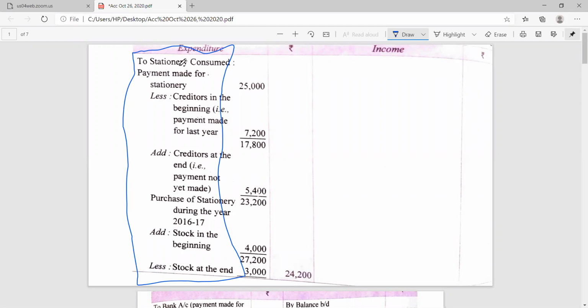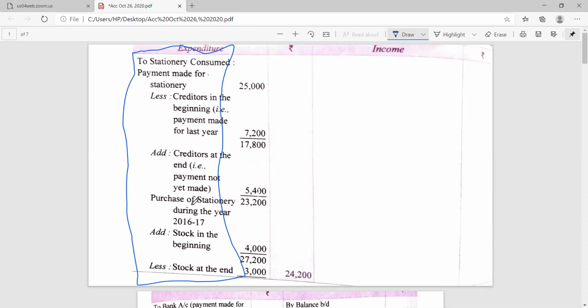How is it calculated? Whatever payment is made for the stationery, less the creditors given in the beginning. Whatever the creditors of the last year, they are known as the creditors in the beginning, and whatever the creditors at the end will be known as creditors at the end. So creditors in the beginning will be deducted and creditors of that particular material at the end are to be added. In this way, we will get the payment made for the stationery for the year.